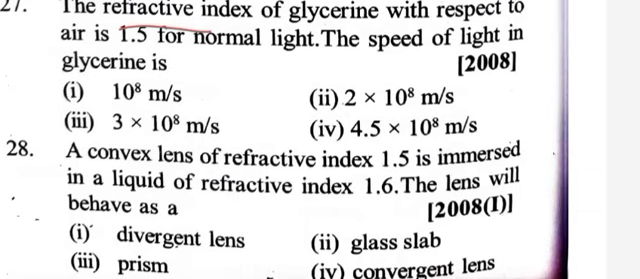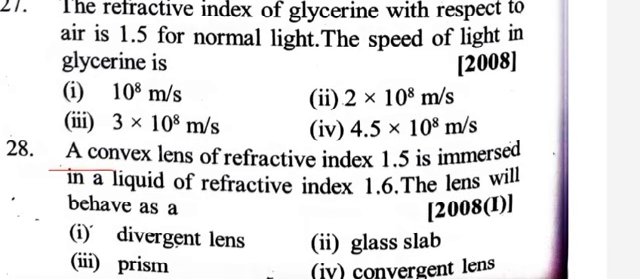The refractive index of glycerin with respect to air is 1.5 for normal light. The speed of light in glycerin is Vg. If we calculate, our answer will be 2 into 10 to the power 8 meter per second. Option 2 will be your correct answer.